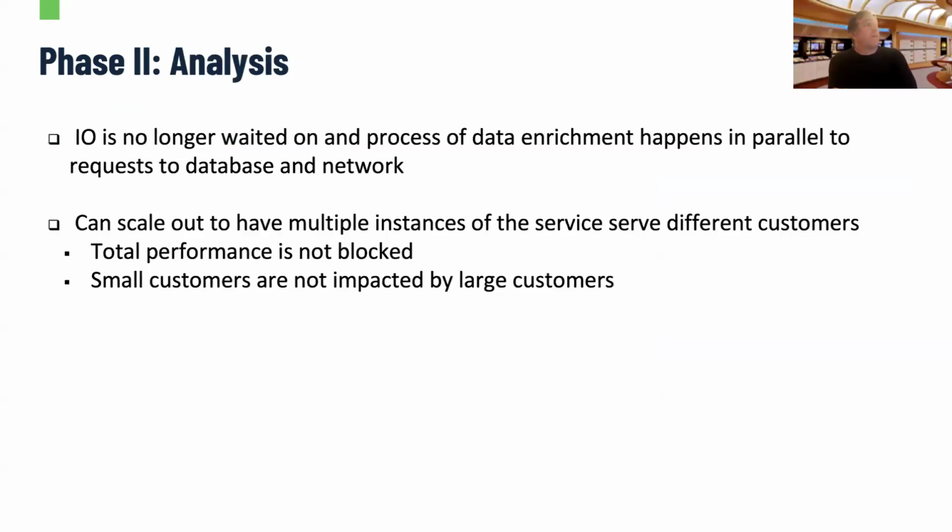Okay, so now, like I said before, enrichment happens in parallel, but still you can scale out. So you can have multiple services, and so the total performance here is not blocked, and also small customers are not impacted by the large customers.